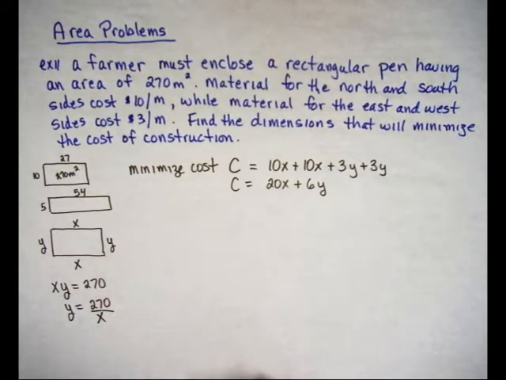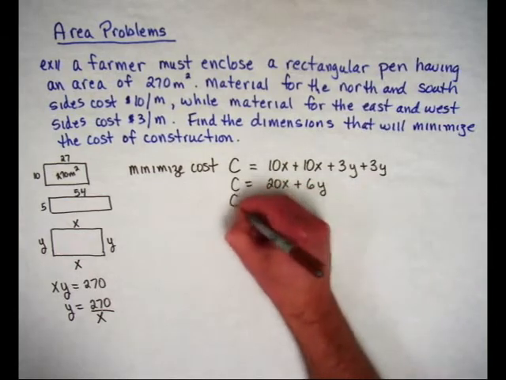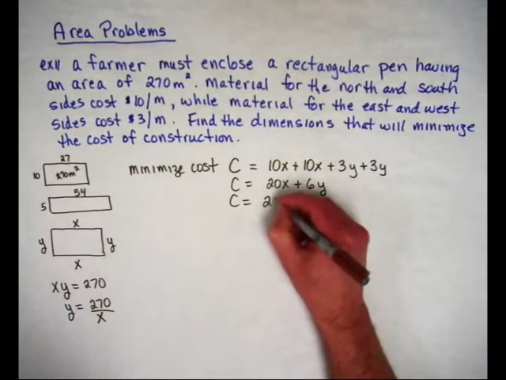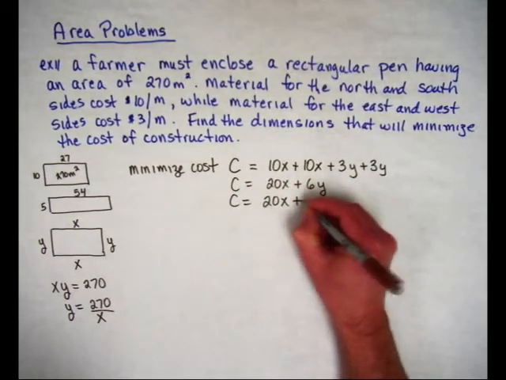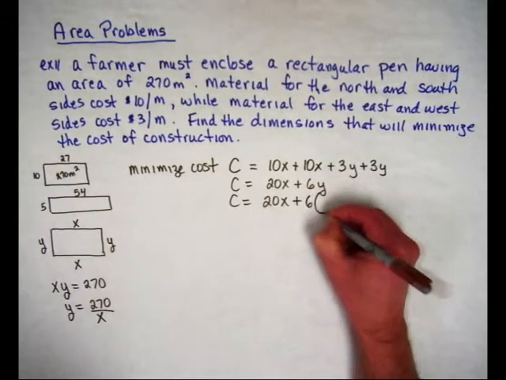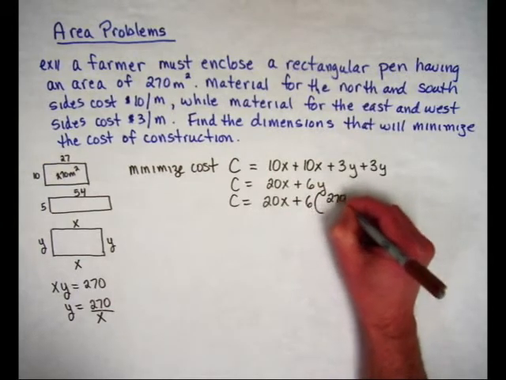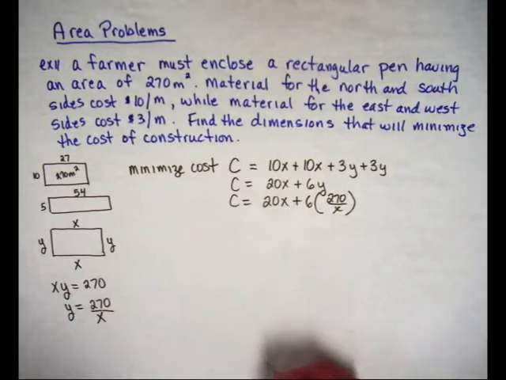There's no magic to why I chose to isolate the y. You could have isolated either variable. I just want my function to be a function of x. So now I can go back to my cost function, and I can say the cost is going to be 20x plus 6 times 270 over x. And now I've developed a function that gives me the cost as a function of one variable.